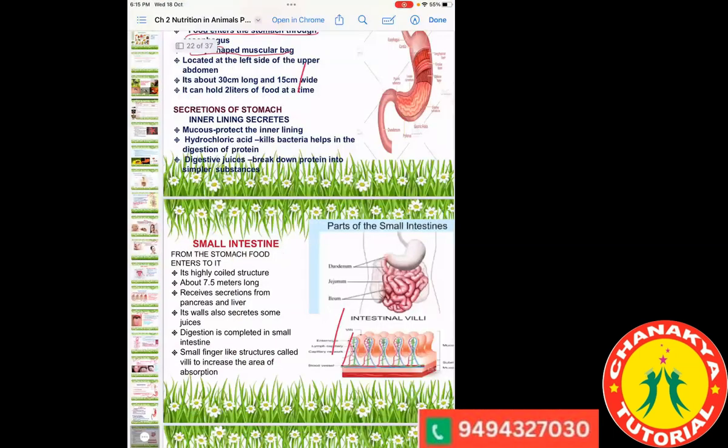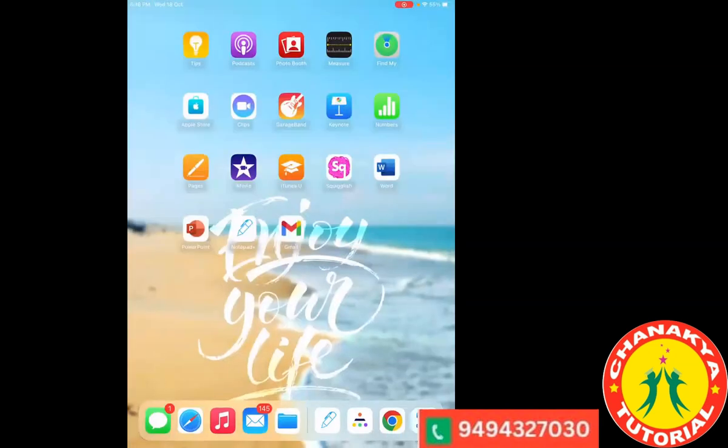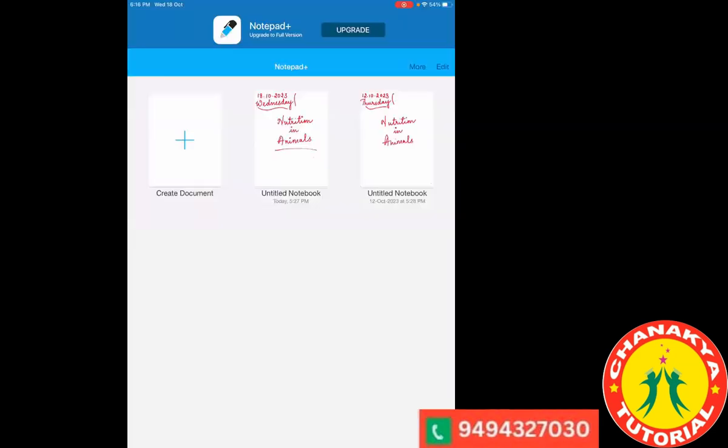And it can hold about 2 liters of food at a time. Imagine whatever we eat can be stored in the stomach for the process to be done, and at least 2 liters of food can be stored. But basically, the food is not stored there. Slowly and gradually, whatever we eat will be converted into a soup, and it will be given to the next part of the body. It has different processes, different roles, different parts in it. We'll go through all those parts.